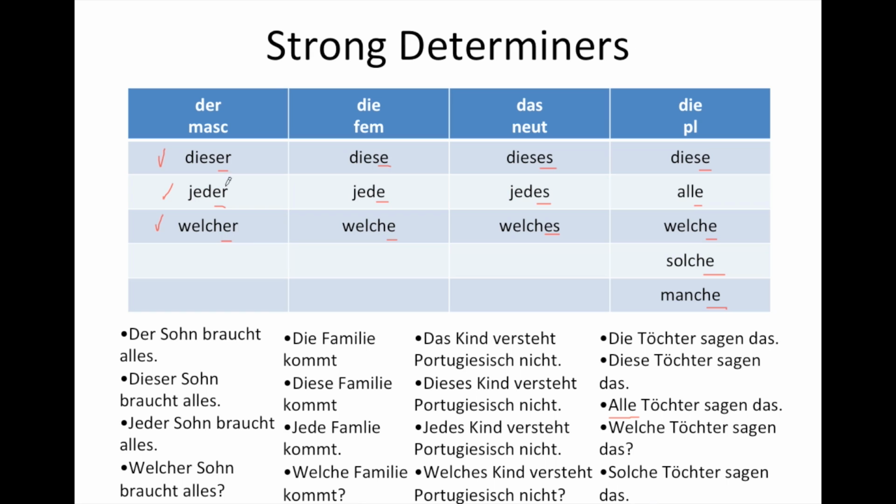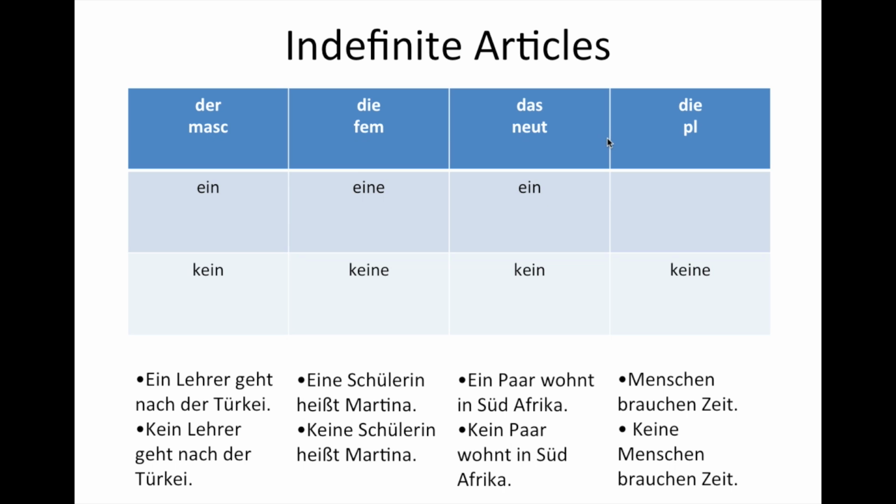So because these determiners take the same endings as the word der, die, das, or die, they're strong determiners. Sometimes they can also be called der words. But then for the indefinite articles, they don't take the same endings. You'll notice that ein, the word a, whenever it's used with a masculine noun or with a neuter noun, doesn't take an ending at all. So der Lehrer becomes ein Lehrer. Das Paar becomes ein Paar.